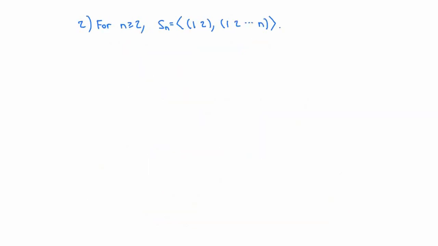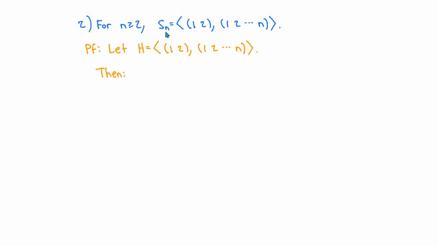Our next important fact, which may seem kind of surprising at first, is that for n bigger than or equal to 2, Sn is actually generated by the set consisting of just the transposition (1 2) and the n-cycle (1 2 ... n). To see why this is true, as before, let's let H be the group generated by the set consisting of these two elements. And what we're going to aim to show this time is that every transposition of the form (i i+1) is an element of this group H. That, together with the result of example 1b, will imply that H is equal to all of Sn.